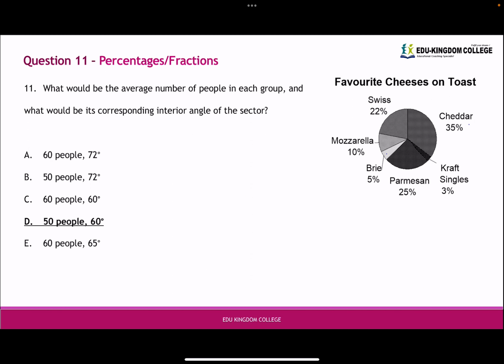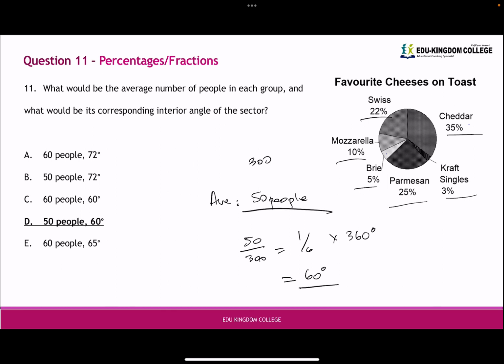Now, final question, what will be the average number of people in each group? Well, we have 300 people. We have 1, 2, 3, 4, 5, 6 groups, so 50 people per group is the average. And since 50 people out of 300 is 1/6, 1/6 of 360 degrees equals 60 degrees. So 50 people is average, and then 60 degrees is the interior angle that you would see in the pie chart.